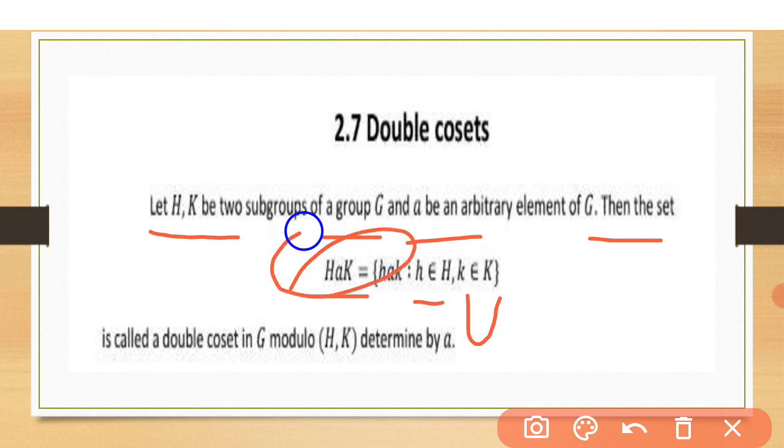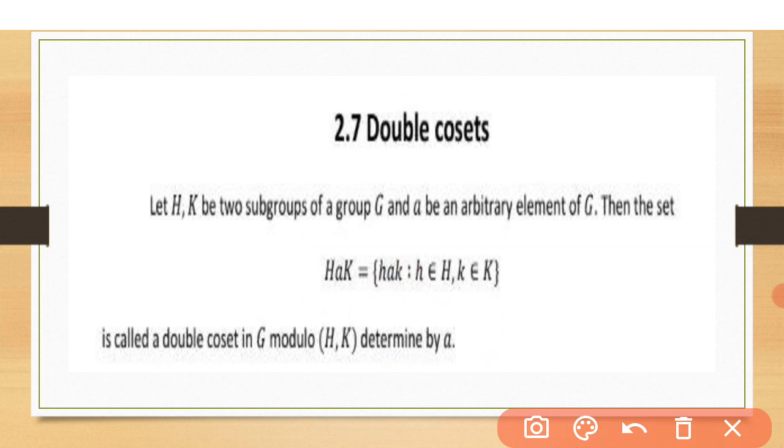This type of set is called the double coset of G modulo H, K, determined by a. Every element will give a different double coset, and the collection of all these cosets will make G complete, and their intersection will be phi.